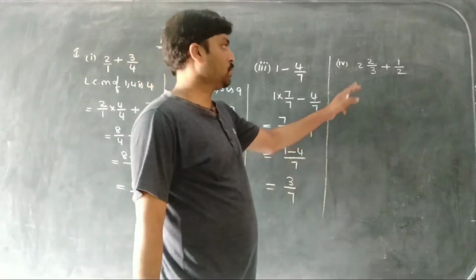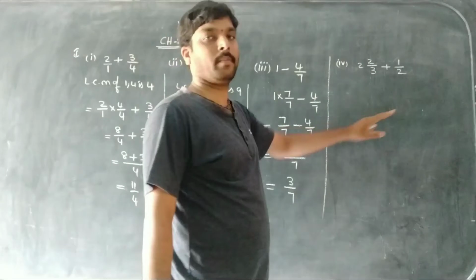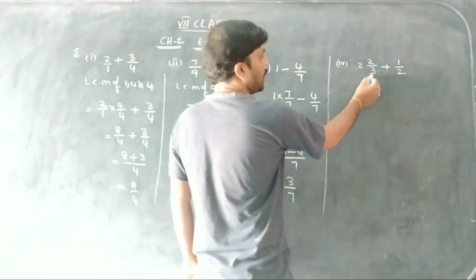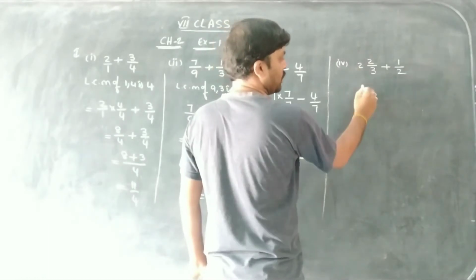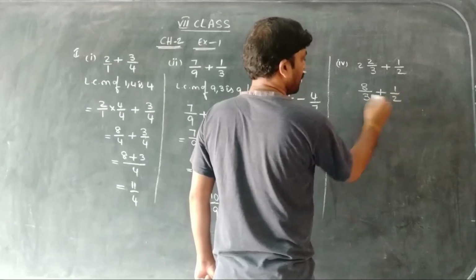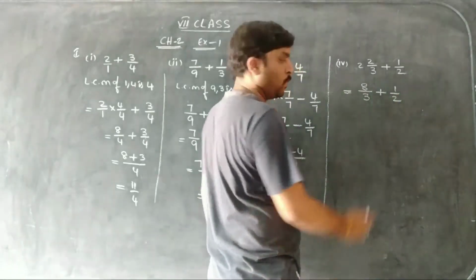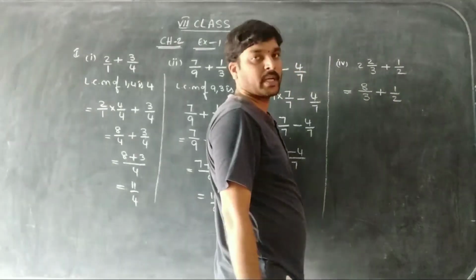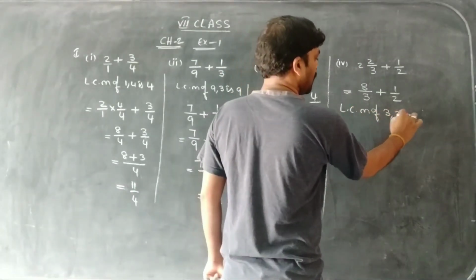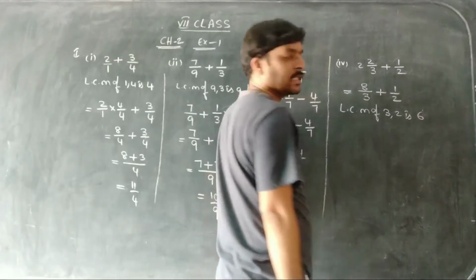Here fourth question. 2 and 2 by 3 plus 1 by 2. Mixed fraction change into improper. 3 2s are 6. 6 plus 2, 8 by 3 plus 1 by 2. Make both of them equal denominators. Now LCM of 3 comma 2. 3 2s are 6 is the LCM.